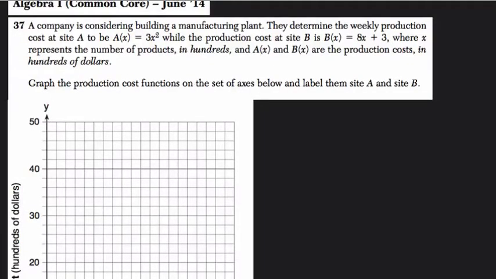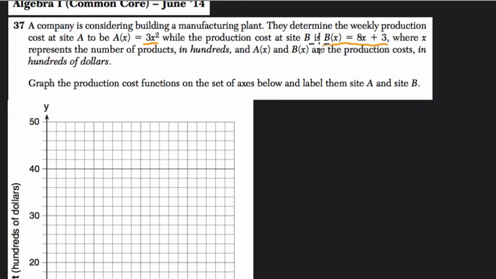All right, so let's read the problem together. A company is considering building a manufacturing plant. They determine the weekly production cost at site A to be A of x equals 3x squared, while the production cost at site B is B of x equals 8x plus 3.